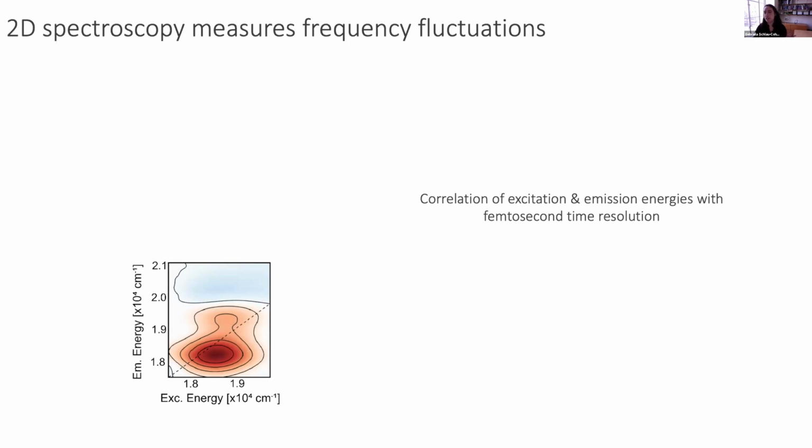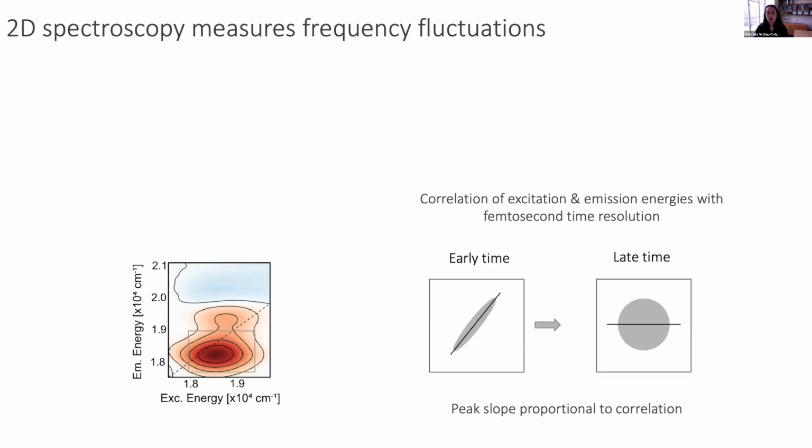are not just correlation plots at a single time, but we can measure the correlation as a function of the time delay between excitation and emission. And so at short times where excitation and emission are the same, we see a near diagonal line in our peak shape. And then as those energies fluctuate, that peak becomes rounder. And we can quantify that using the slope of that feature.